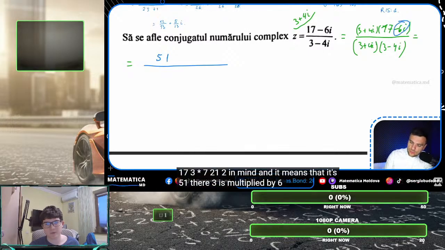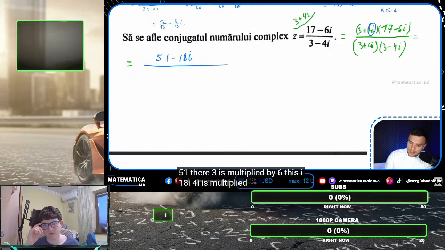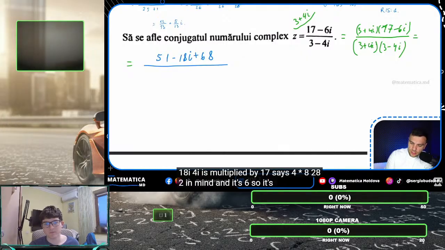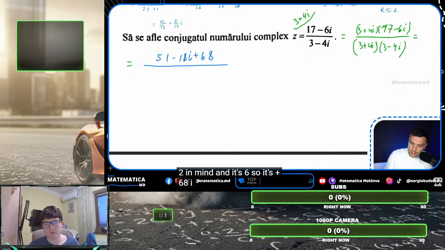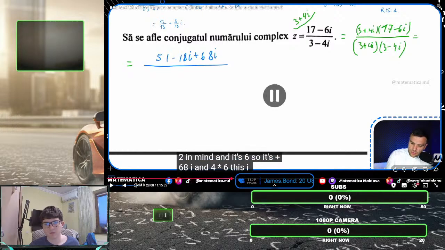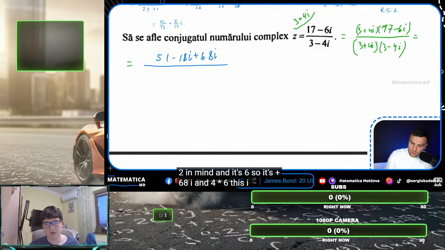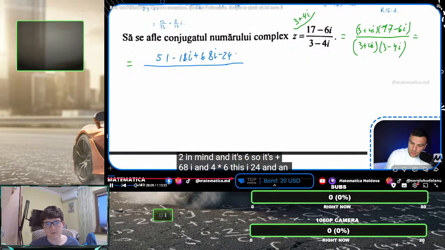So on top there, I'll have 51. 3 times 17, that's 51. Essentially minus 18i, plus 68i. Yeah, that's about right. Now we'll have minus 24 i to the second power.